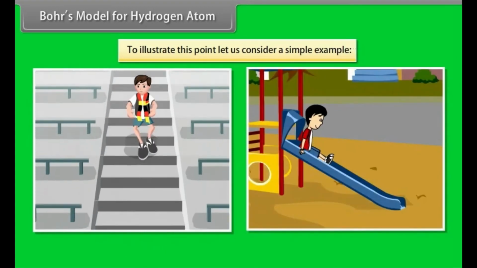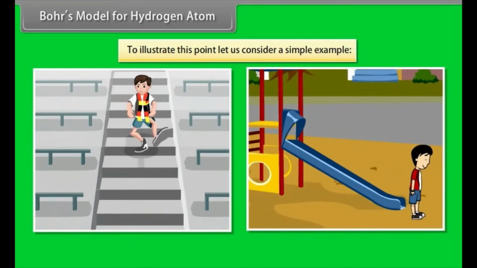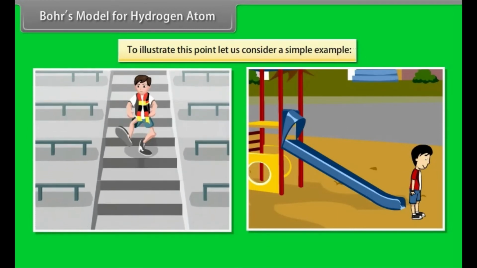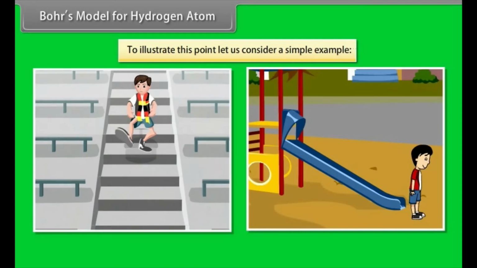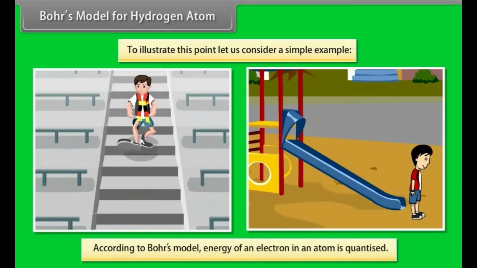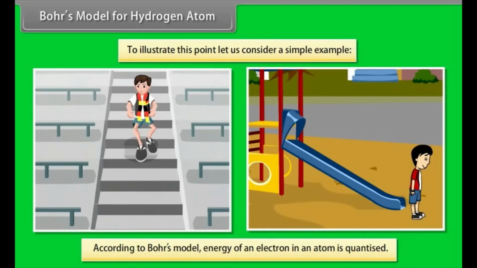On the other hand, if the person moves down a ramp, then his energy changes continuously and he can have any value of energy corresponding to any point on the ramp. Energy in this case is not quantized. So, according to Bohr's model, energy of an electron in an atom is quantized.